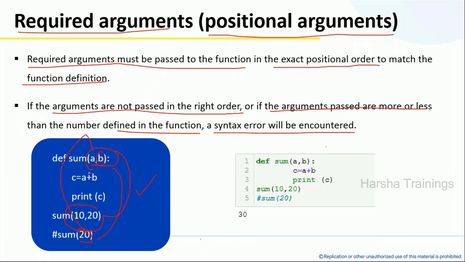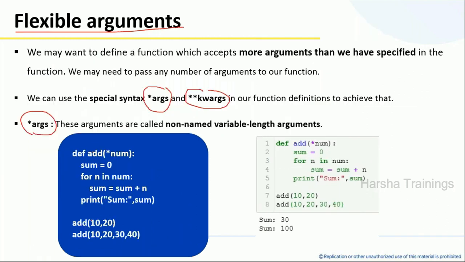In positional arguments, what I told you is that whatever the number of arguments in the actual call, it should be the same in the function definition. But here, I'm calling a function with 2 arguments, and here I'm calling the function with 4 arguments. Still, it is executing. That is the beauty of the star. Star stands for you can pass any number of arguments. Still, the program will work. This is called non-named variable length arguments.